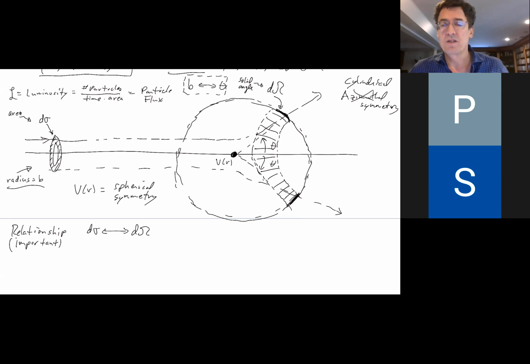Think, look at the picture. What is the connection between d sigma and d omega? Why would a particle that goes through that little annulus happen to go exactly into that particular d omega? What is causing it to do that? Somebody tell me. Think.